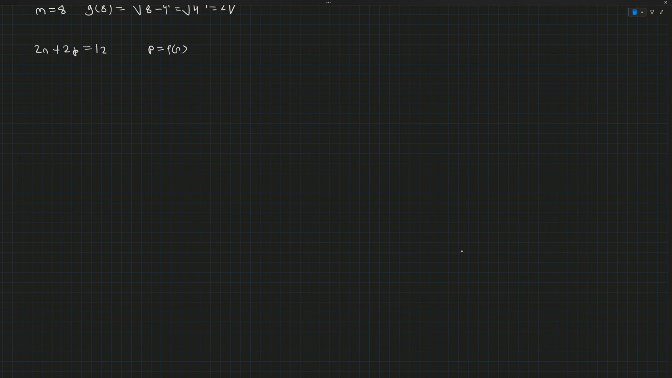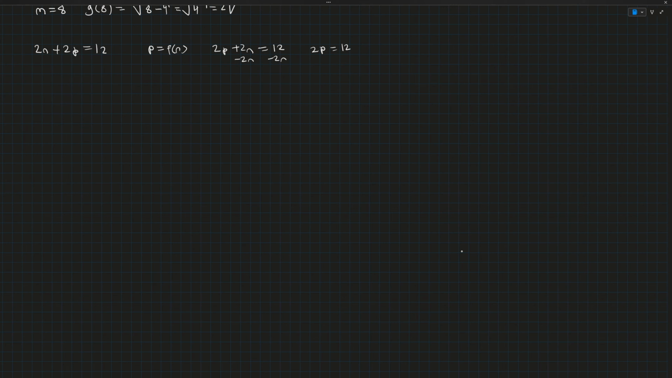We want to isolate p. This is all the statement is saying. We want to isolate p in terms of n. So let's do it. So we have 2p plus 2n is equal to 12. We're going to move 2n.